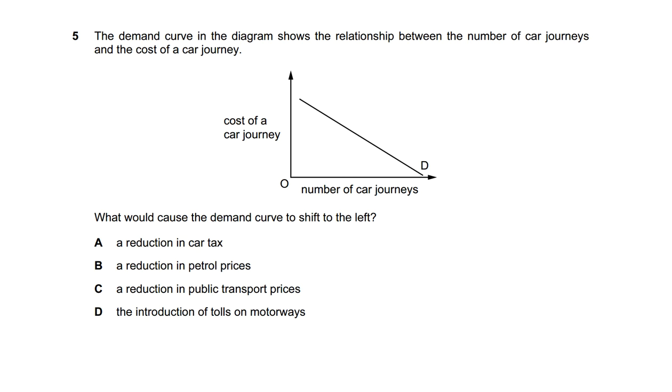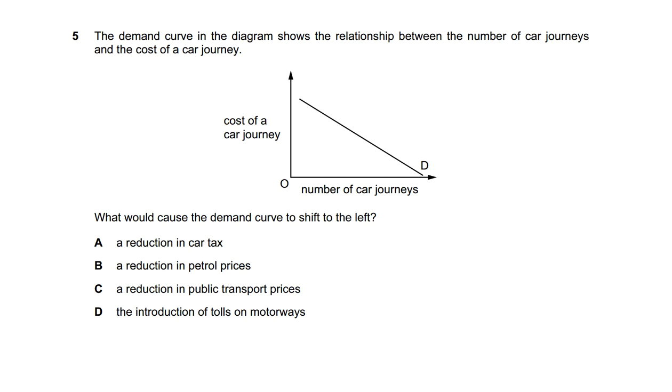Question number 5 is a demand and price question. The question reads that the demand curve in the diagram shows the relationship between the number of car journeys and the cost of a car journey. So the y-axis represents the cost of a car journey, which is price, and the x-axis is the number of car journeys, which is quantity. What would cause the demand curve to shift to the left?